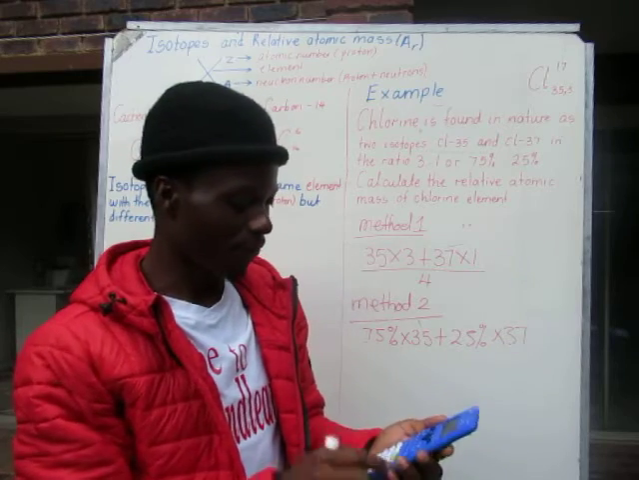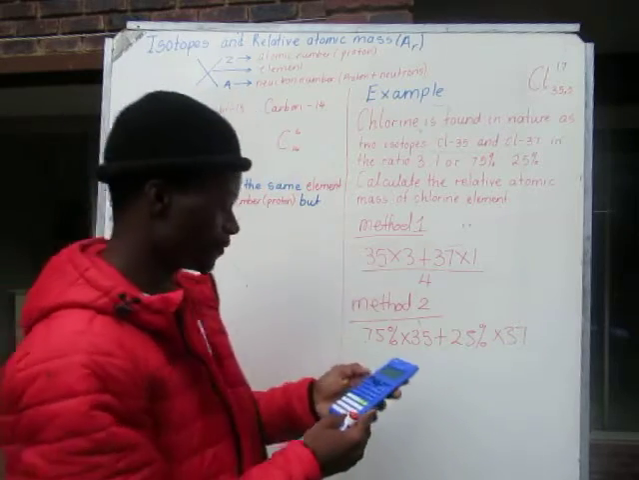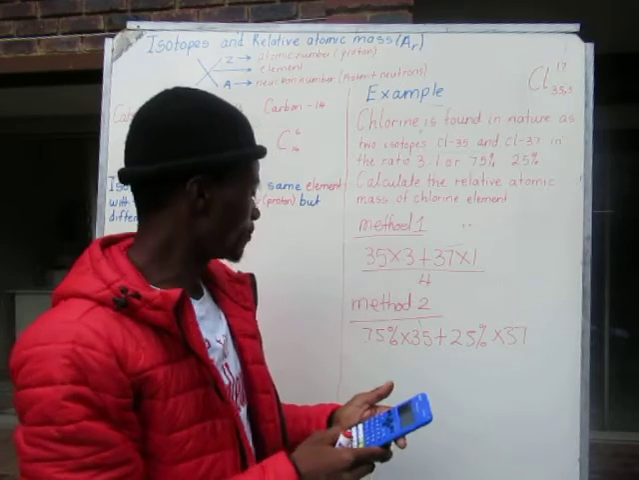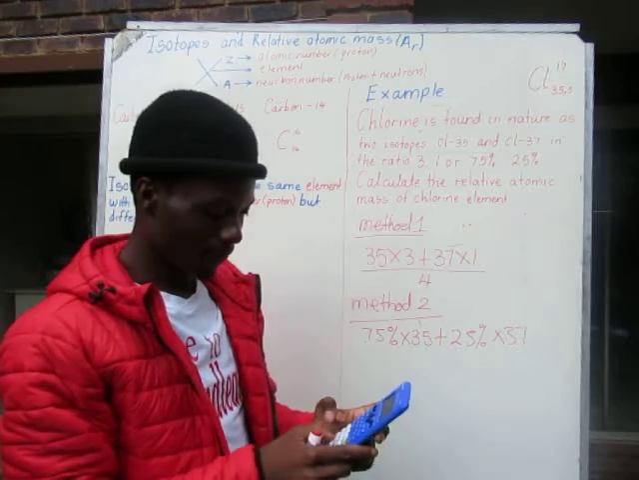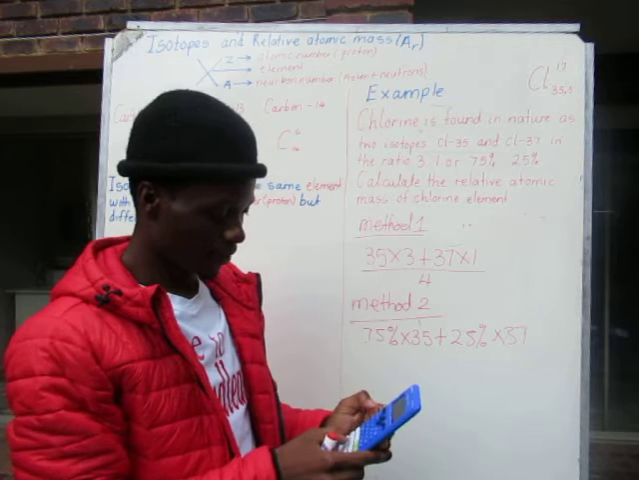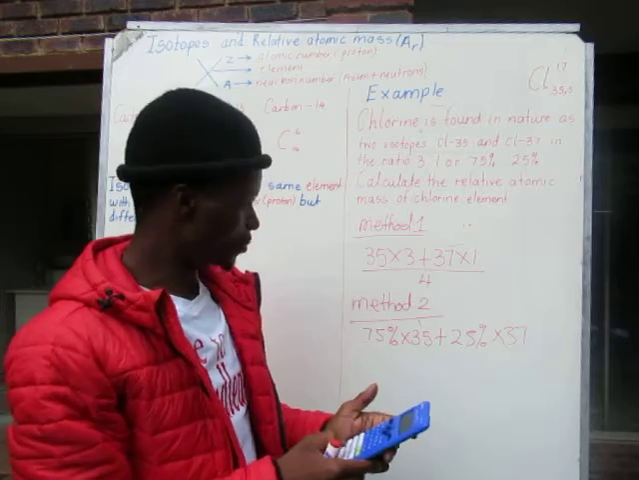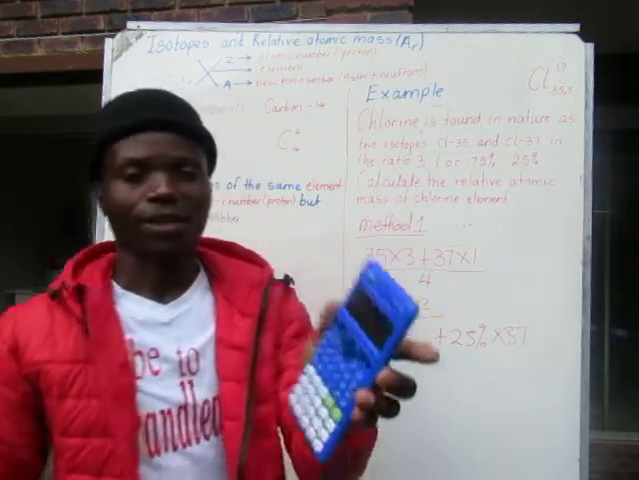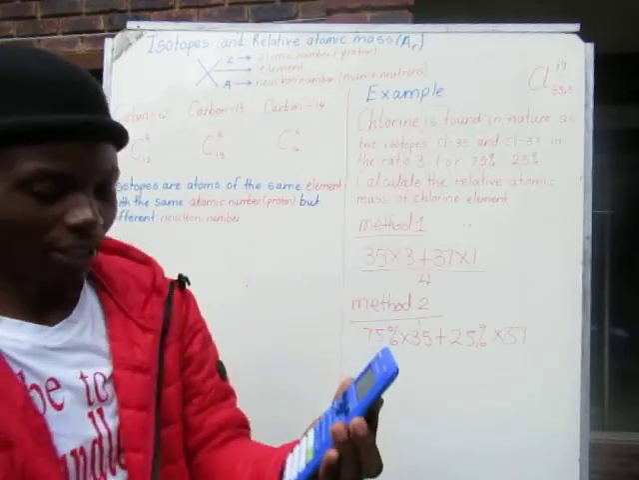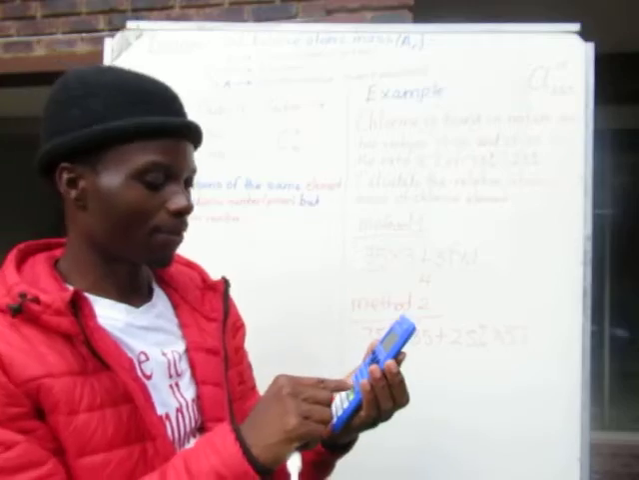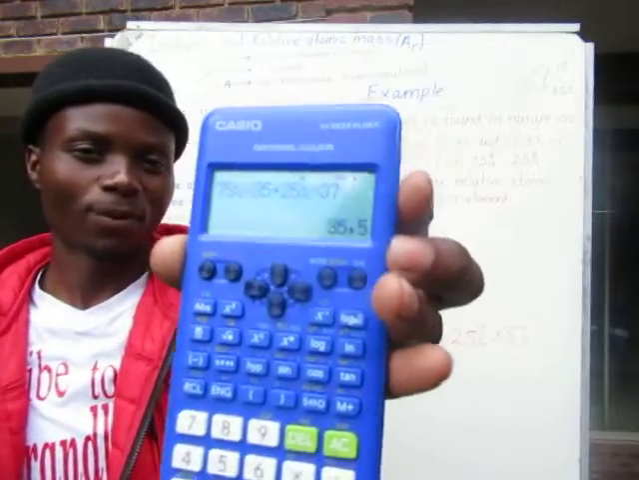So we have 75% times 35 plus 25% times chlorine 37. Then there we go, that's our calculation. Then we have 71 over 2, that simplifies to 35.5.